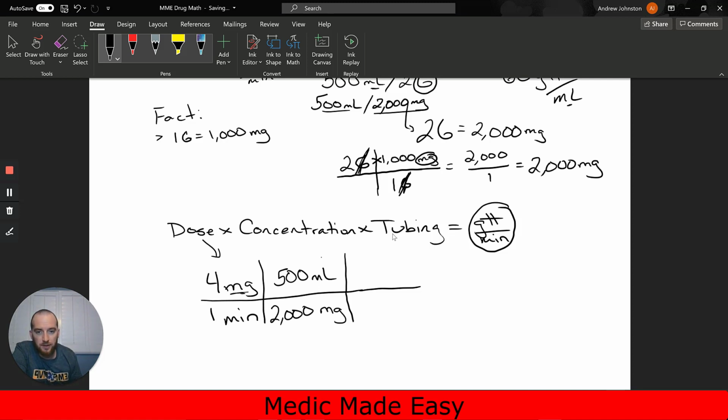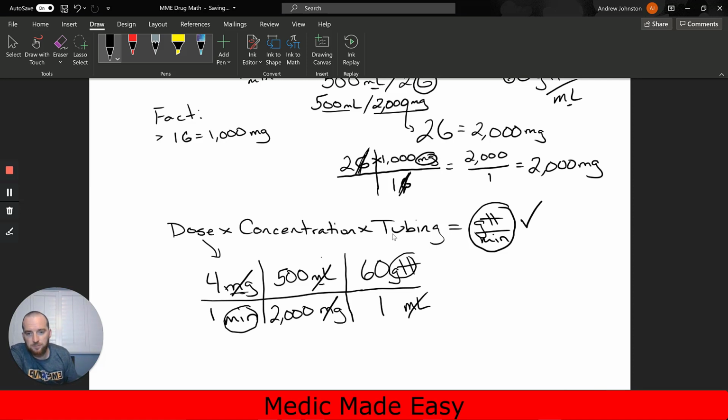And then our tubing, we have 60 drops per milliliter. Okay? And we have milliliter on top, so let's make sure that milliliter goes on bottom to cancel it out. We have our 60 drops per milliliter, or per 1 milliliter. Now taking a look at it, we have milligrams on top and milligrams on bottom. Those go away. We have milliliters on top and milliliters on bottom, so those go away. All we're left with are drops on top and minutes on bottom, which is exactly what I was trying to get.